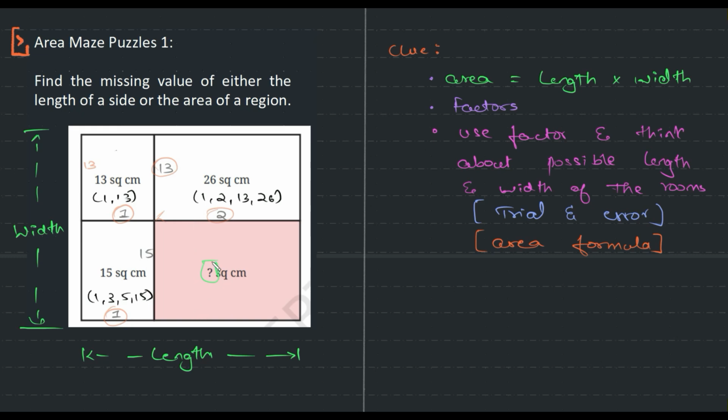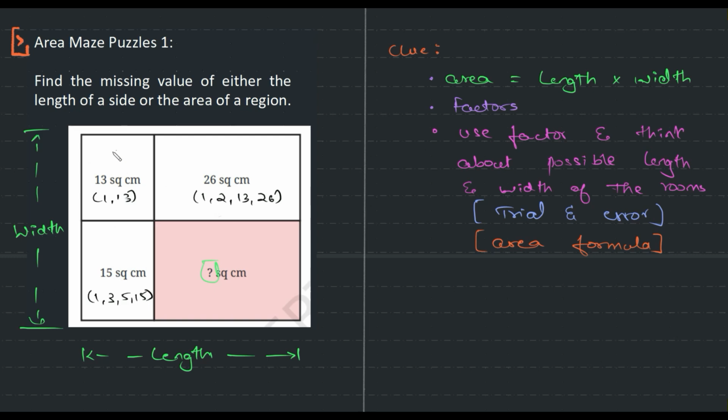Now finally, the area of this unknown region. So we have the width to be 15, length to be 2. This has to be how much? 30. Okay. So let's go on writing the answer. I'll write it neater.